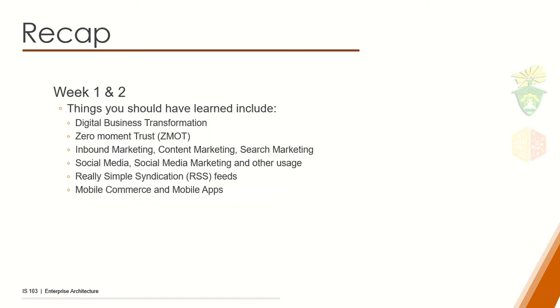So to add more, you should already know, no? So the things you should have learned include digital business transformation, the zero moment of trust, inbound marketing, content marketing, search marketing, of course, social media marketing, and other usage of social media. We also have RSS. We also have mobile commerce and mobile apps.